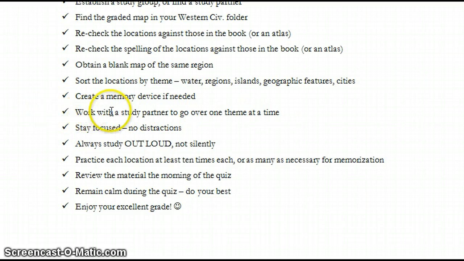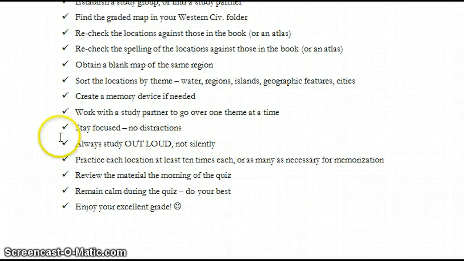Work with your study partner or study group to go over one theme at a time. Once you know the water, move on to the regions and so forth. Again, stay focused, no distractions. Cell phones should not be on you. No texting during studying, okay?